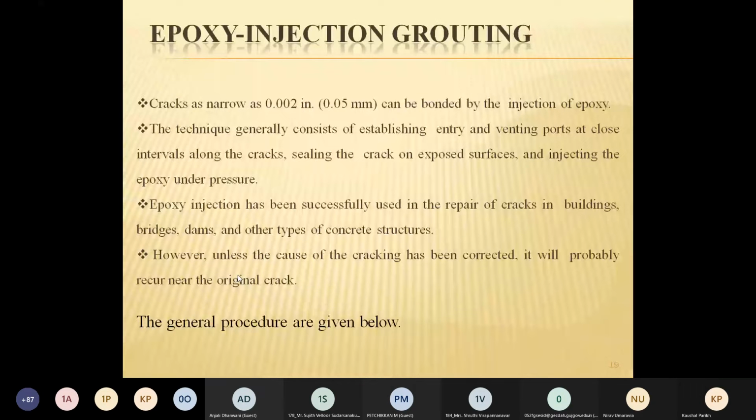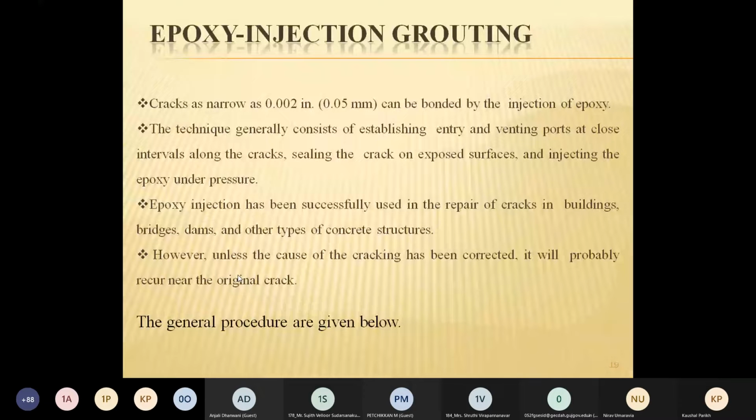The first one starts with epoxy injection grouting. Cracks as narrow as 0.05 mm can be bonded by the injection of epoxy. The technique generally consists of establishing entry and venting ports at close intervals along the cracks, sealing the crack on the exposed surface, and injecting the epoxy under pressure.